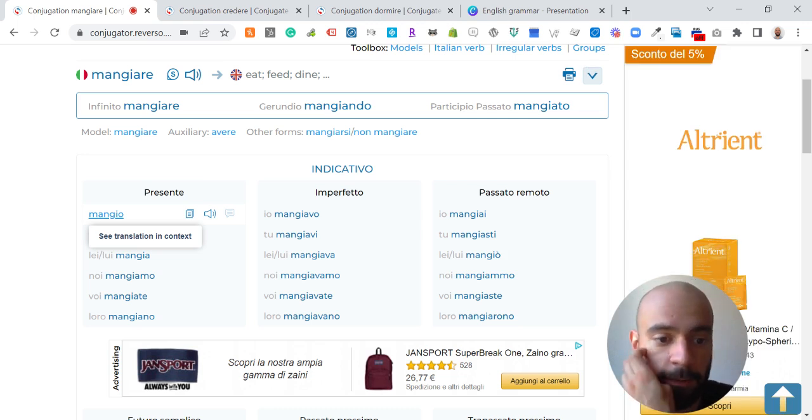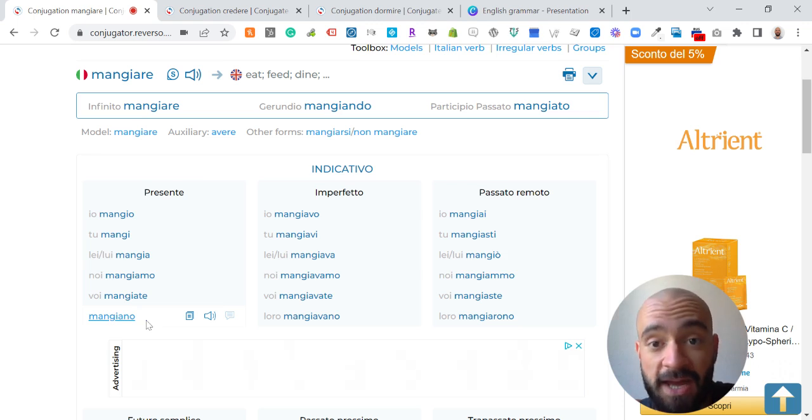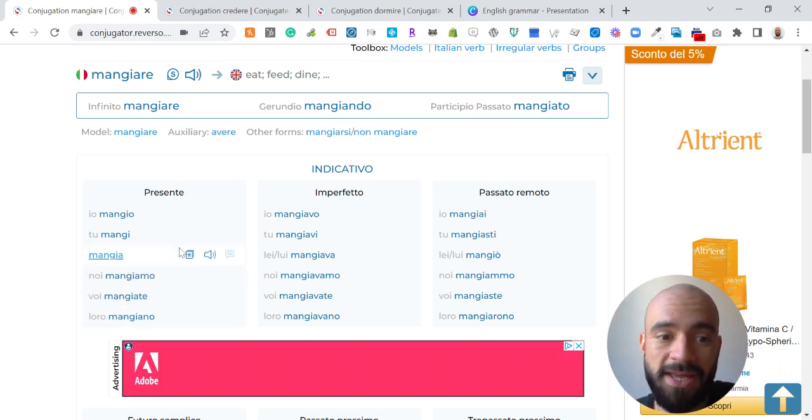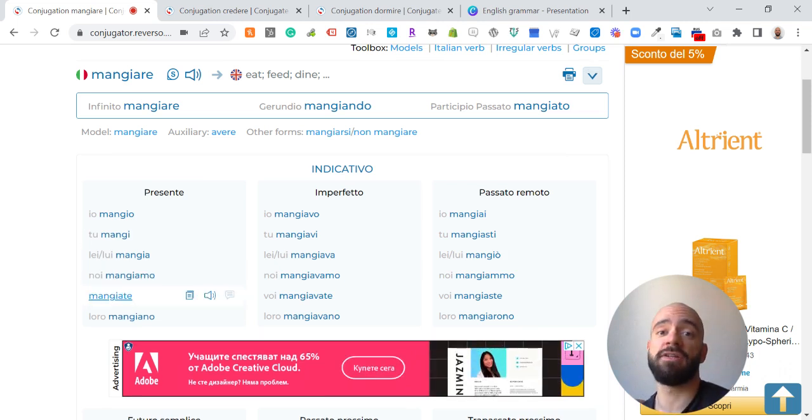If you're saying mangiano pasta oggi, you're saying they eat pasta today. Okay, so in Italian, we do not repeat the subject, the pronoun, every single time. We don't say it. Okay, is it useful to learn the pronouns?